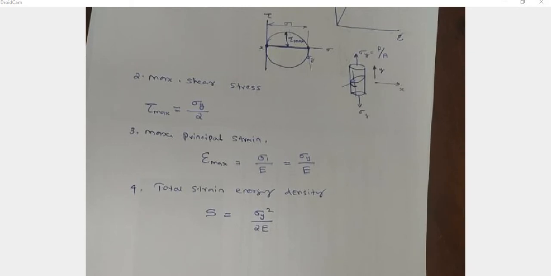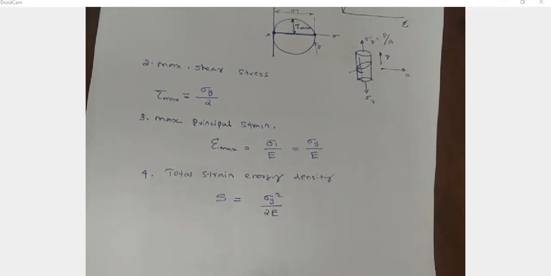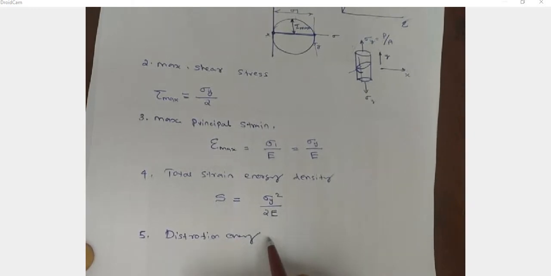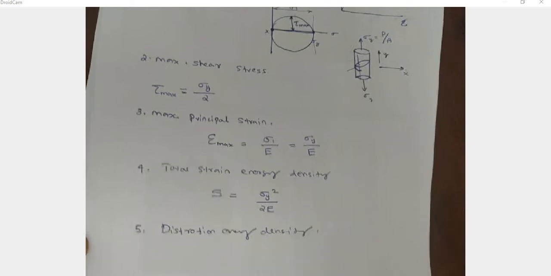Another term which is used while developing the theories of failure is distortion energy density. So what is distortion energy density?